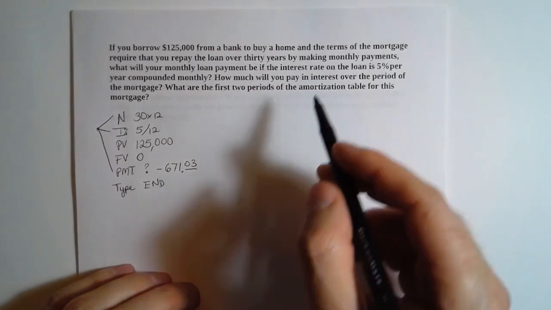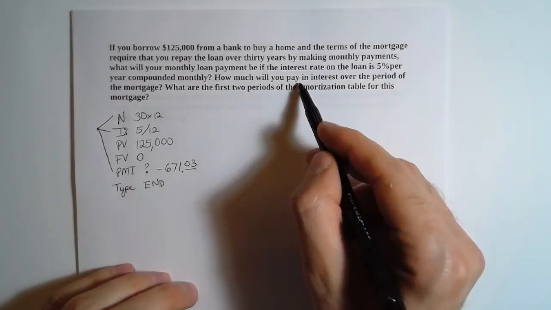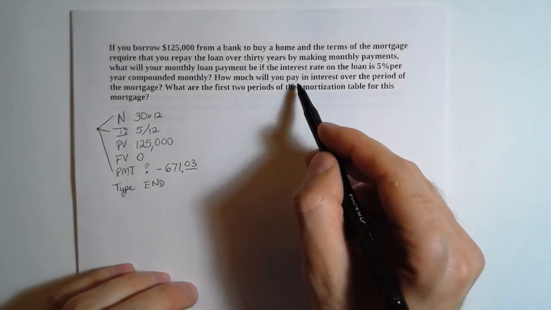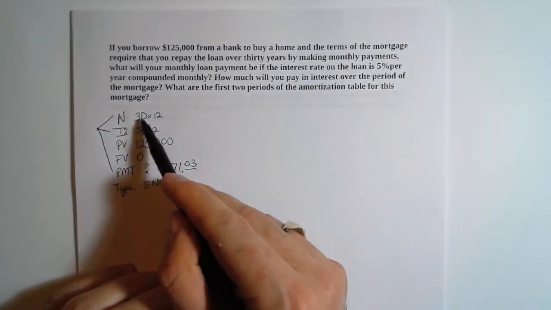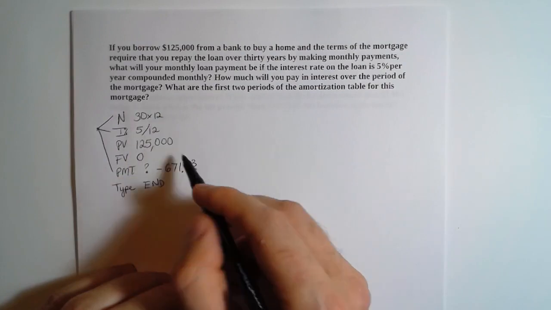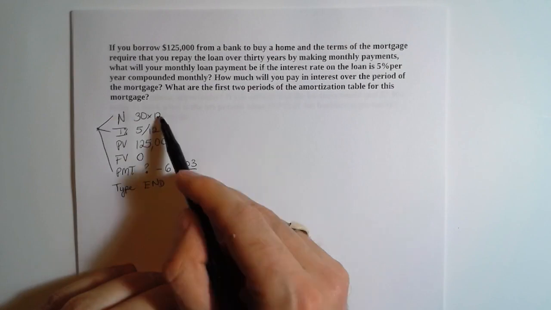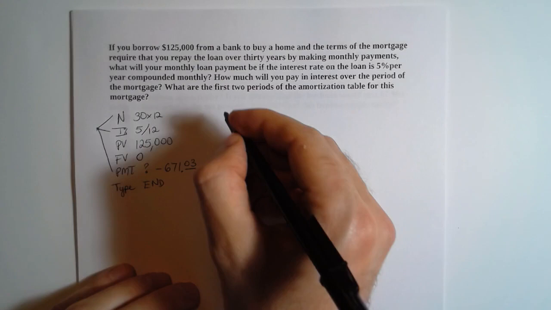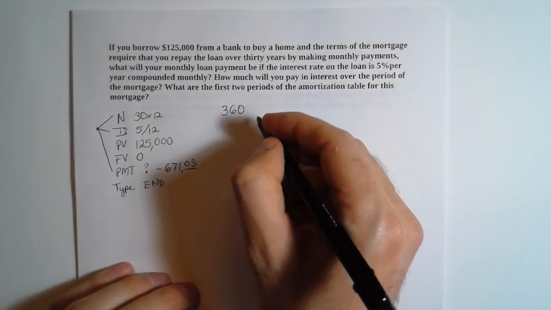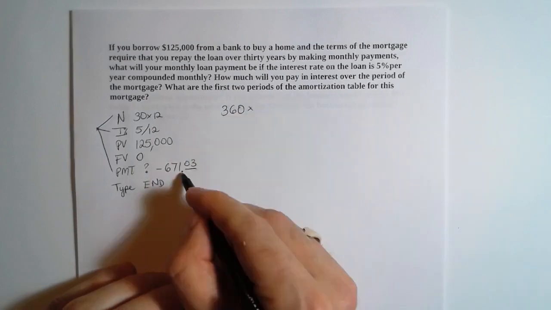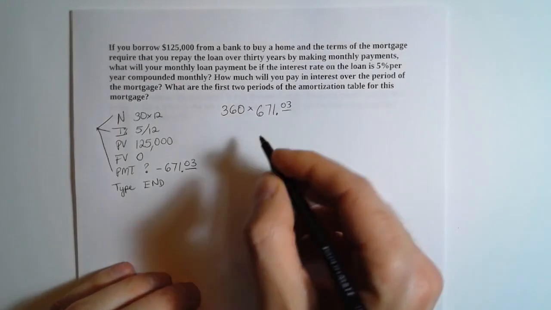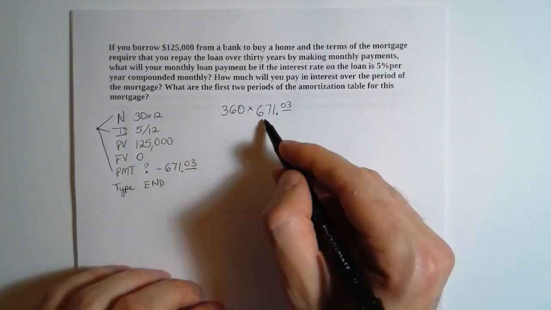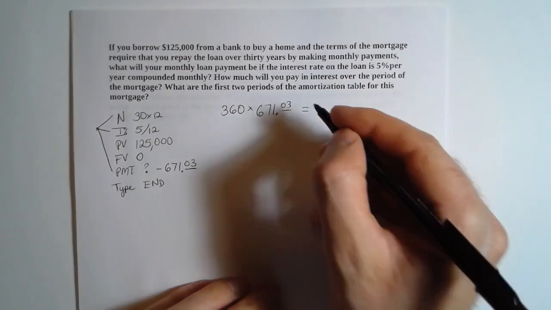Now the next question is how much will you pay in interest over the period of the mortgage? In order to find that, we can think through what's actually happening here. We know that for 30 years, we are paying $671.03 per month. The total number of periods is 30 times 12, which is 360. So we have 360 periods, and in each of those periods, we are paying $671.03. If I multiply the 360 months times the amount I'm paying per month, it's going to give me the total amount that I am paying to the bank.